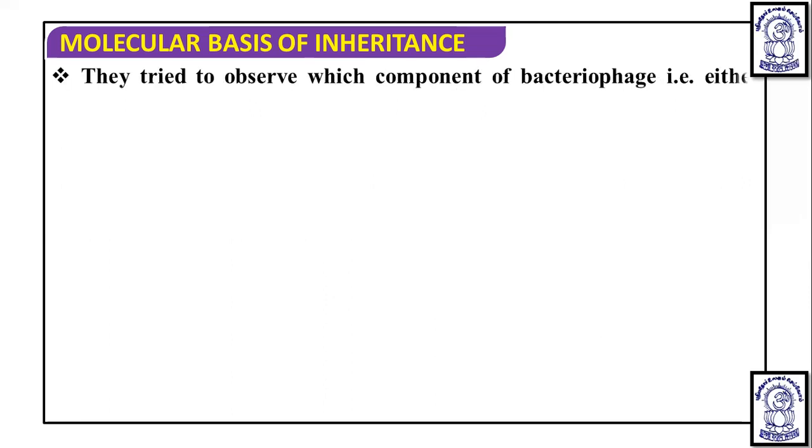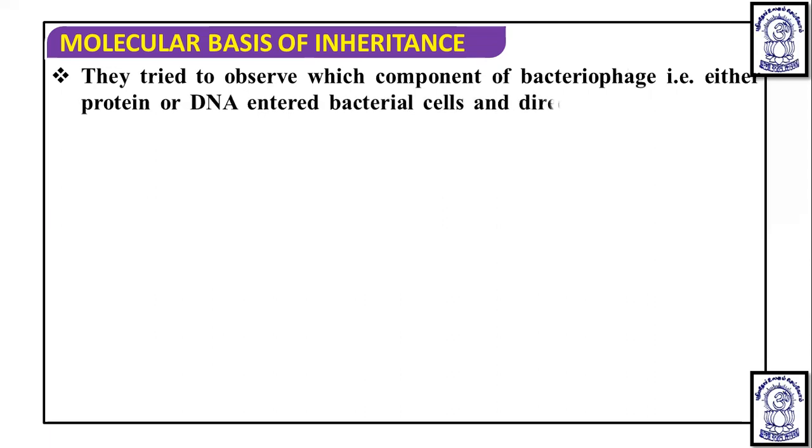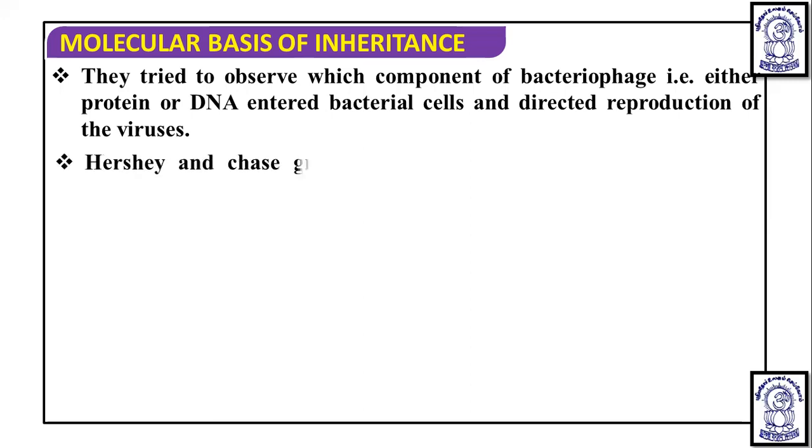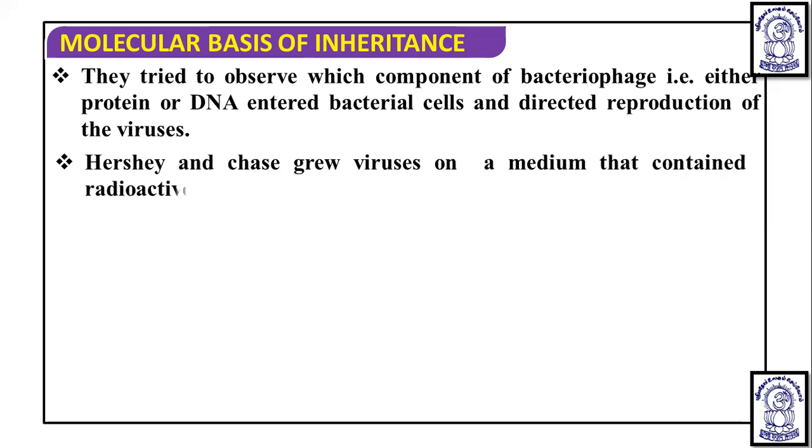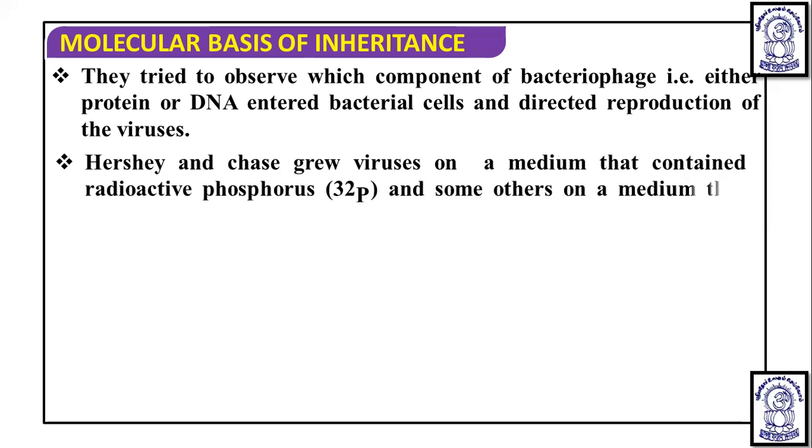They tried to observe which component of the bacteriophage, either protein or DNA, entered the bacterial cell, and they observed the direct reproduction of the viruses. Hershey and Chase grew viruses. Now, what did they do in the experiment?